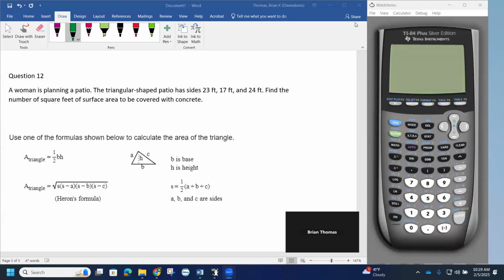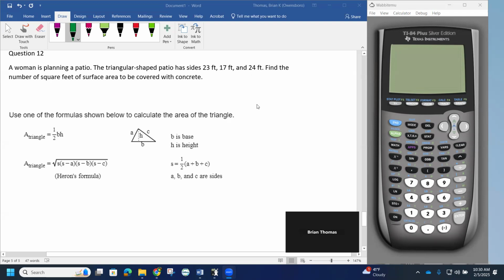So question 12 is kind of a different type of problem that you probably saw the example formula for in the previous section. A woman is planning a patio. The triangular shaped patio has sides of 23 feet, 17 feet, and 24 feet. Find the number of square feet of surface area to be covered with concrete. So we're not looking at volume, just how much area is going to be covered.